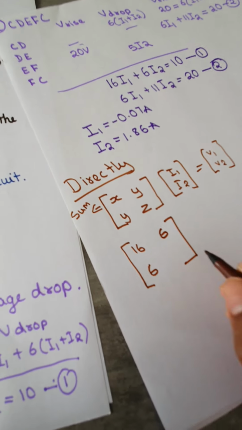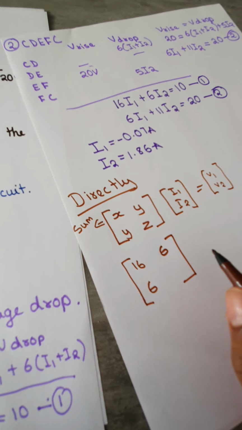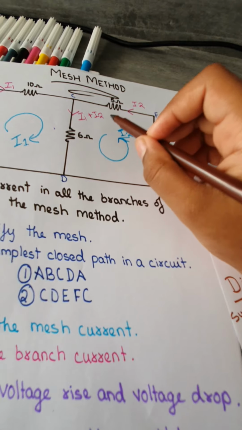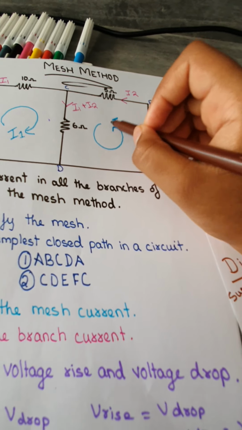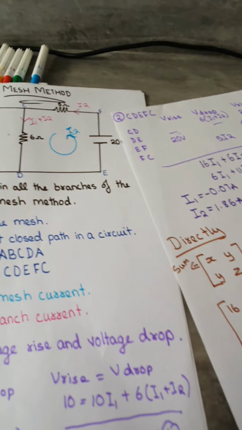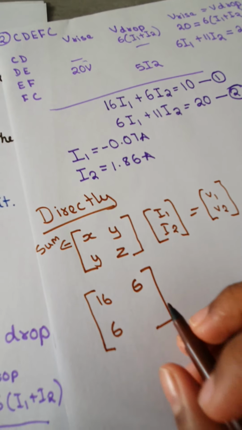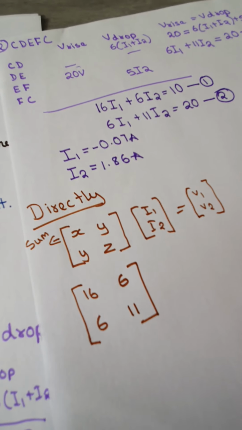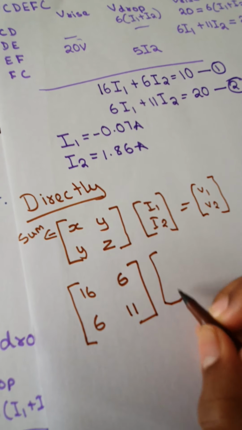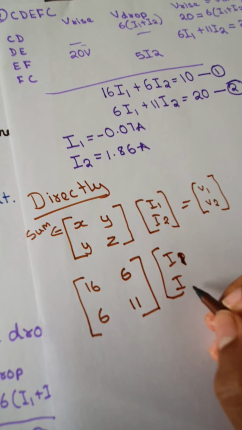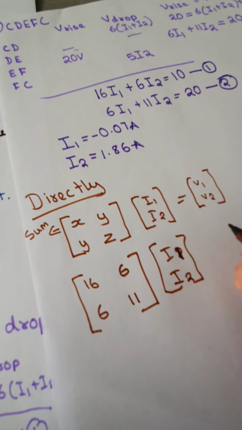And then z is the sum of all resistance in the second loop, at C, D, E, F, C. So here there's a 5 and 6, so that's 11. Now I1, I2 is what we have to find. I mean, this is I1, sorry, I2.